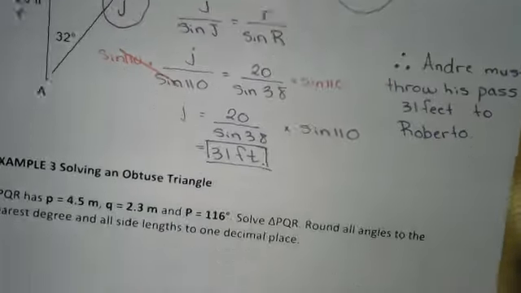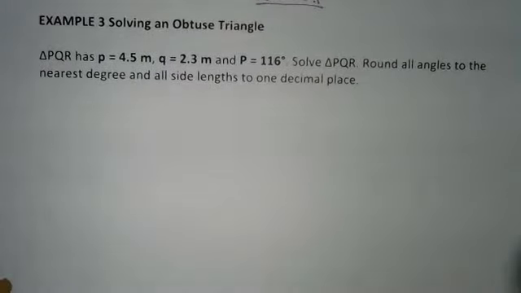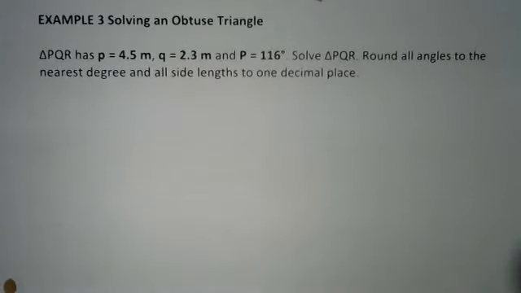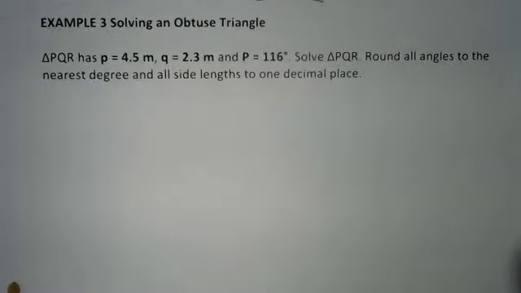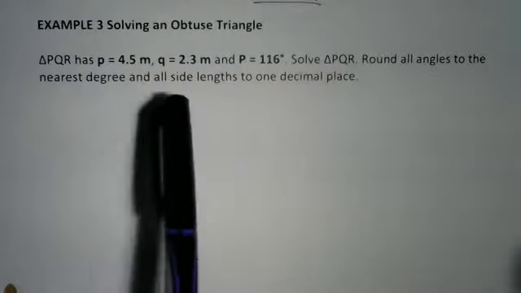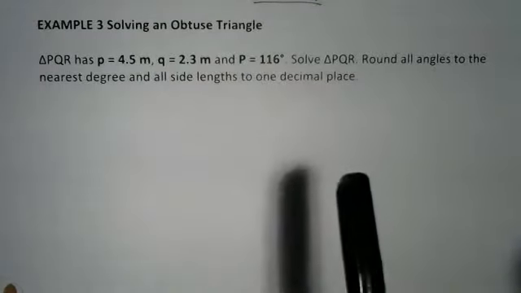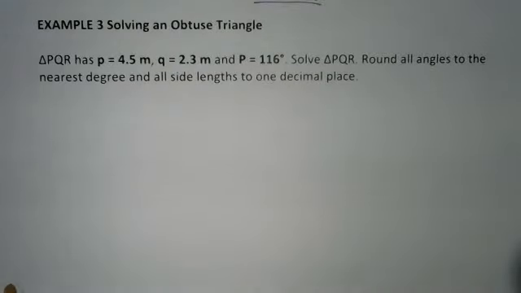So the second question, second example, or this is the third, sorry. Solving an obtuse triangle. If we know that triangle PQR has a side length of 4.5 for p, 2.3 for q, and 116 degrees for angle P, it says solve triangle PQR. Remember, solve means find all possible side lengths and all possible angles. Round all your angles to the nearest degree and all side lengths to 1 decimal place, just to be extra picky about it.